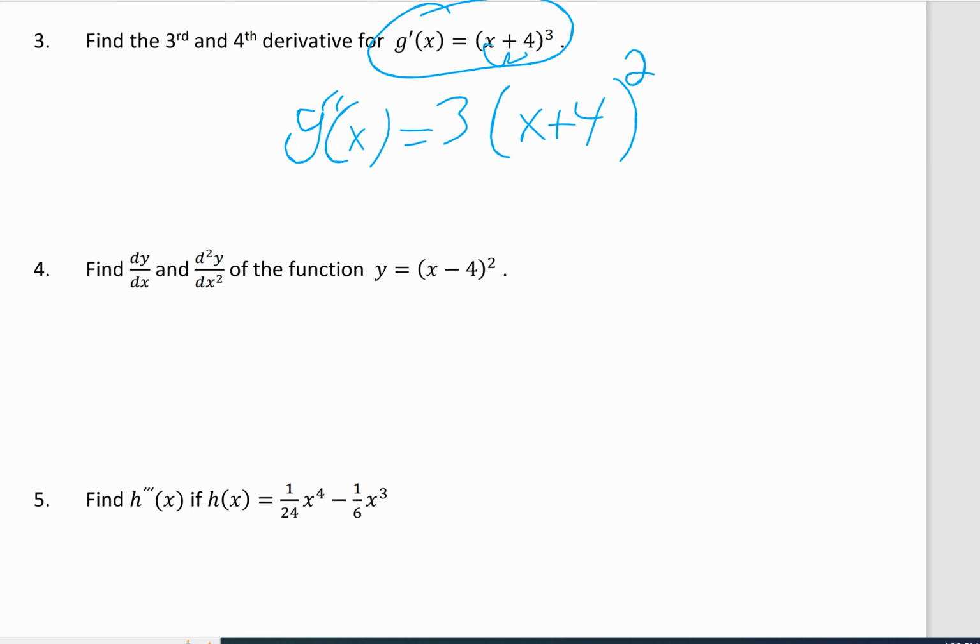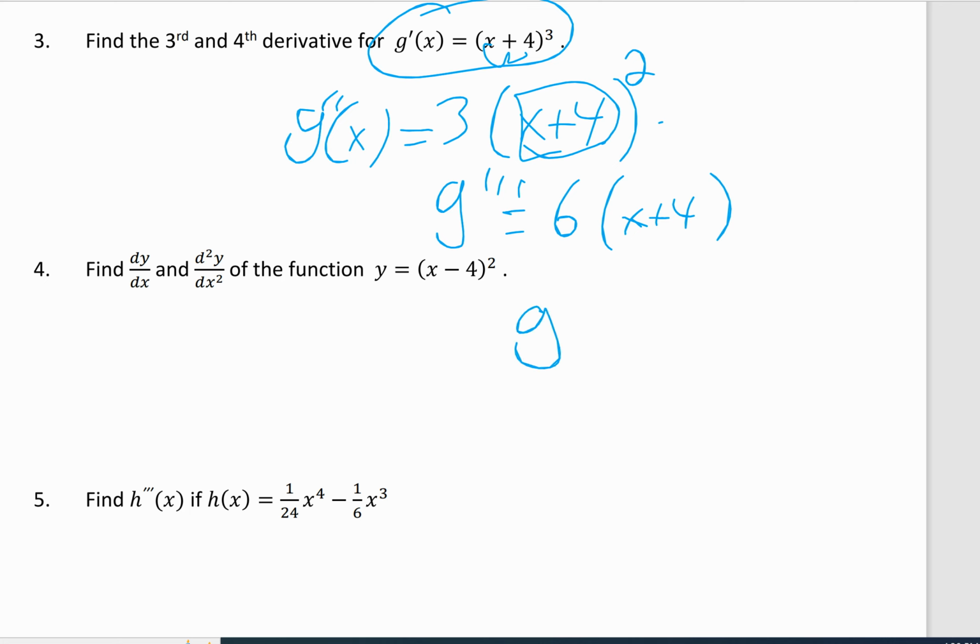Those primes are small. You go down by one, you go down by another, right? Oh, and of course the chain rule, there's only a 1 comes out of this. So you're still 6x plus 4 to the 1. And you could use the chain rule, or you could just multiply 6x plus 24. G fourth, you can write it in Roman numerals, or you can do 4 slashes, is equal to 6, right?